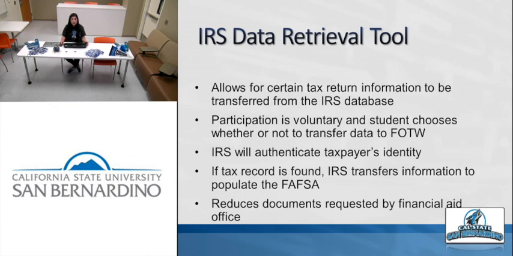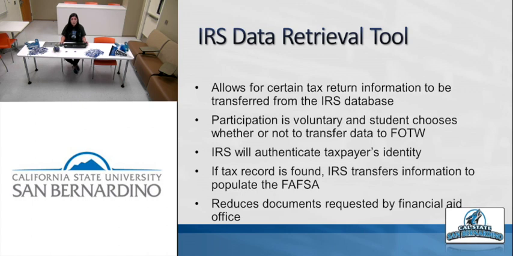So this does not always, or it is not always able to be used by everyone. Sometimes if you're filing as married or joint or separate, it won't allow you to. So if you find that you can't link the data retrieval tool, you'll just have to manually input everything into the application. It is voluntary, so you can choose whether or not you transfer the information.